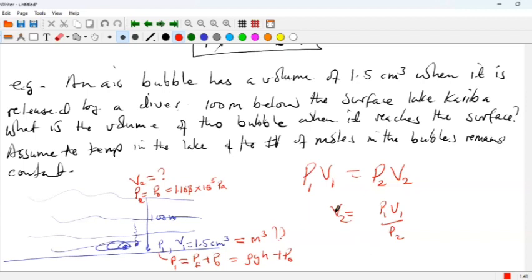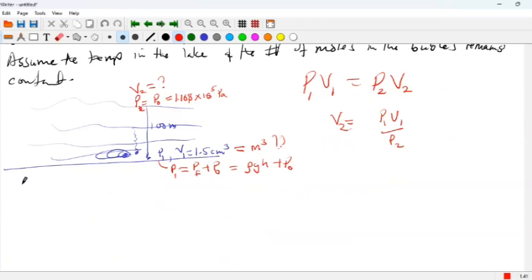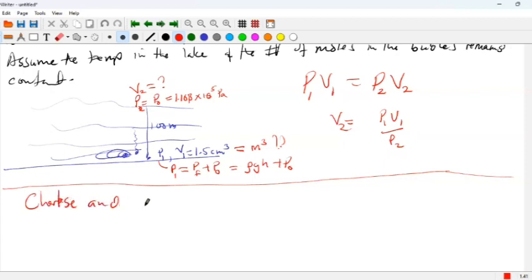The next gas law that we are going to consider combines two laws at the same time. We are going to talk about the Charles and Gay-Lussac law. This is a combination of two laws.